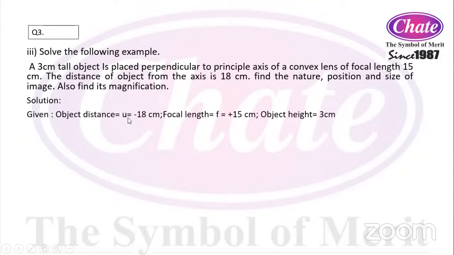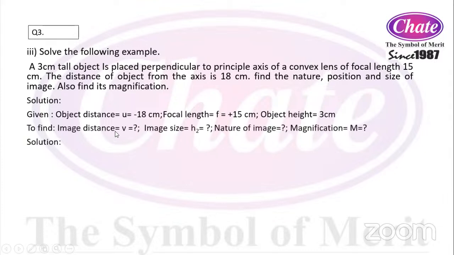Object distance is given as u, which is mentioned as 18 centimeters. So we are going to write it as minus. Remember, object distance is always negative. In any situation, for any lens, for any numerical, you always have to write the object distance as negative. And the focal length: for convex and concave lens, you have to check. Focal length is positive for convex and negative for concave. Here we are using the convex lens and the object height is 3 centimeter. Object height is h1.